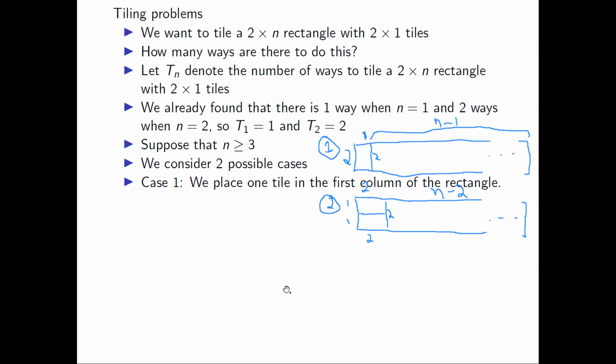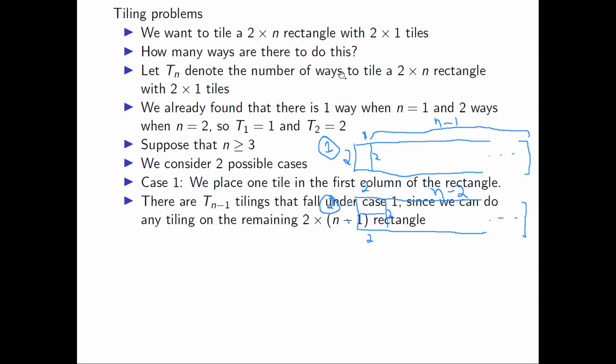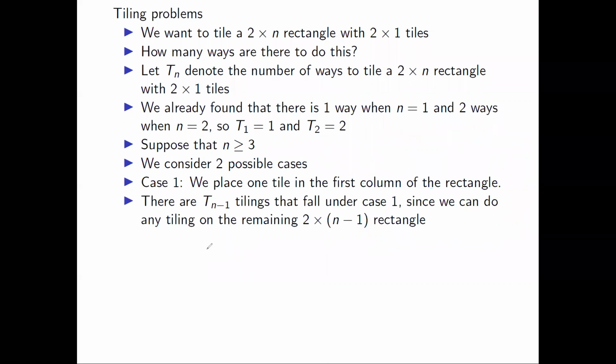So those are our 2 possible cases. Case 1, we place 1 tile in the first column of the rectangle, a single vertical tile. And that left us with the 2 by n minus 1 rectangle. And any way that we can tile a 2 by n minus 1 rectangle will work for the remainder of that rectangle.